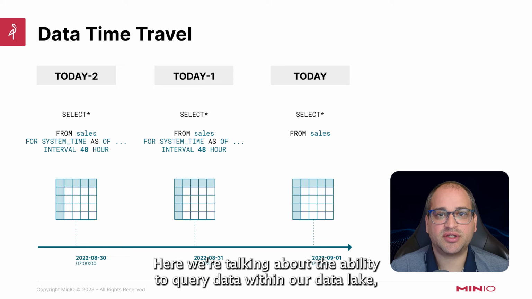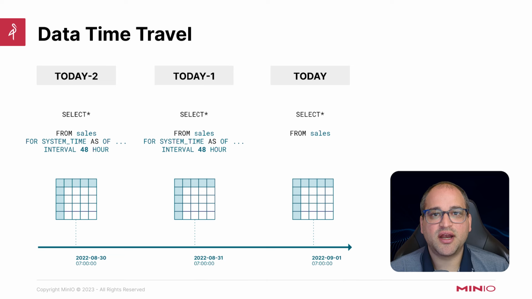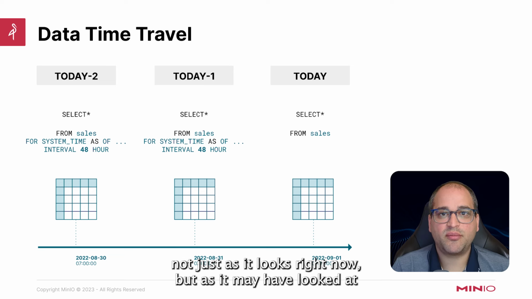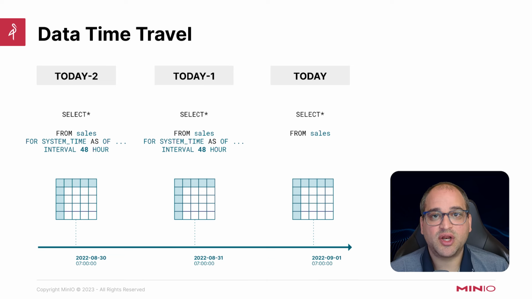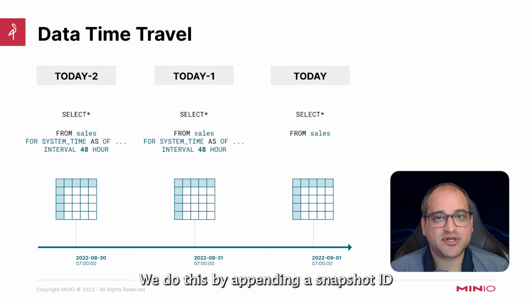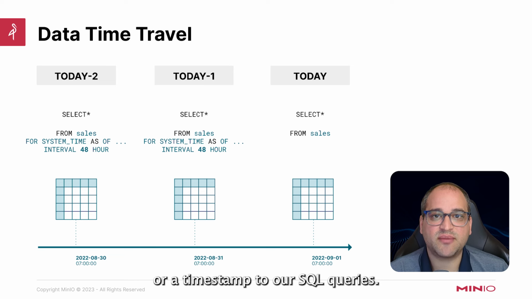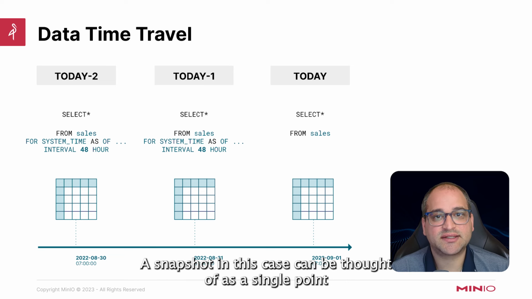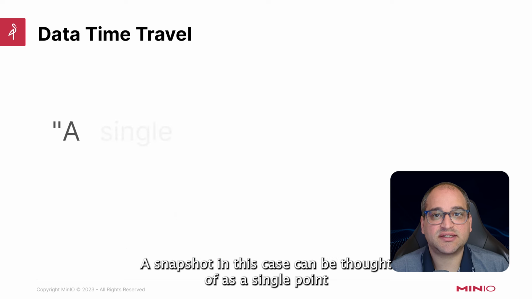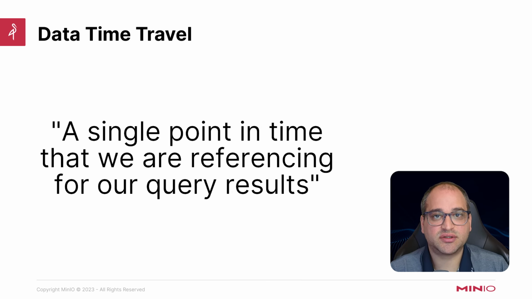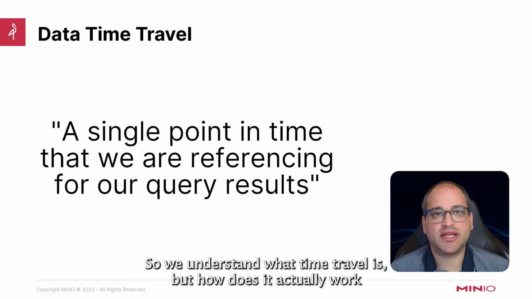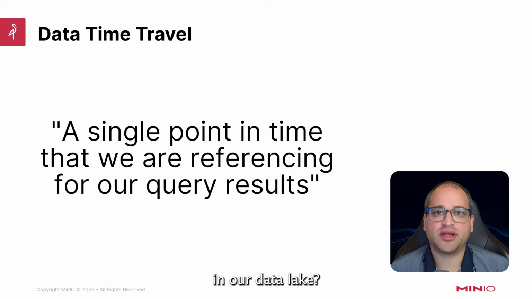Here, we're talking about the ability to query data within our data lake, not just as it looks right now, but as it may have looked at any time in the past, be it a week ago, a month ago, or a day ago. We do this by appending a snapshot ID or a timestamp to our SQL queries. A snapshot, in this case, can be thought of as a single point in time that we are referencing for our query results. So we understand what time travel is, but how does it actually work in our data lake?